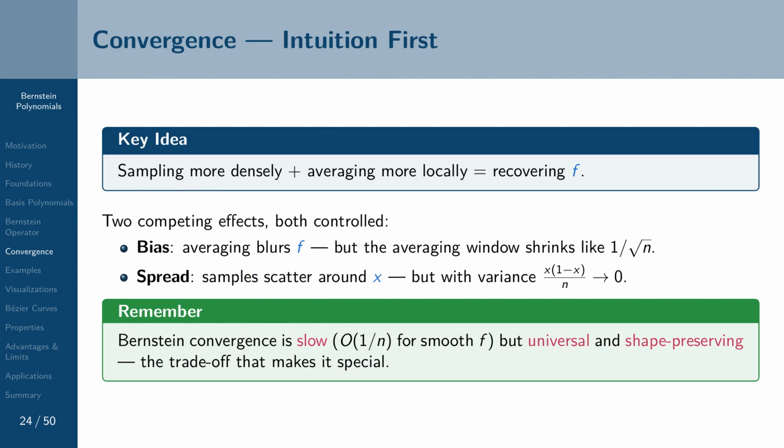Before the theorem, the intuition. Sampling more densely, while averaging more locally, lets us recover f. Two effects compete, and both are controlled. Averaging introduces bias. It blurs f, but the averaging window shrinks like 1 over the square root of n, and the samples scatter around x, but with variance that tends to 0. Here is the honest caveat, which we will soon quantify. Bernstein convergence is slow, of order 1 over n for smooth functions. But it is universal and shape-preserving. That trade-off is exactly what makes it special.